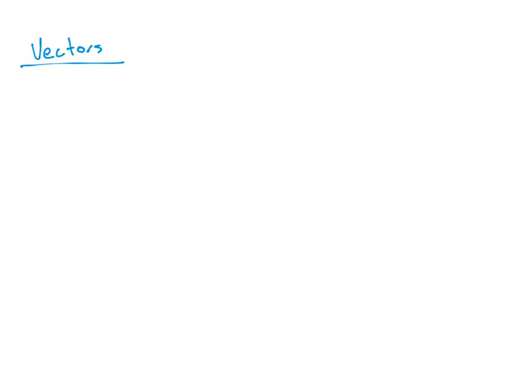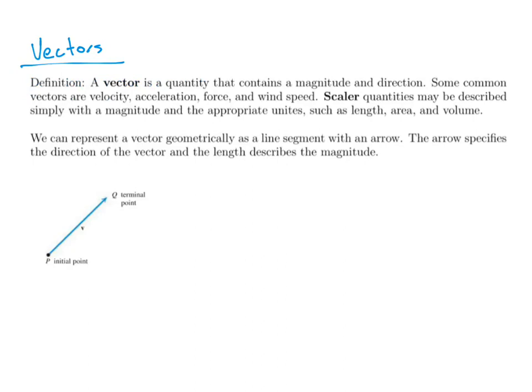In this video, I'll be going over vectors. So here's a definition. A vector is a quantity that contains a magnitude and a direction. Some common vectors are velocity, acceleration, force, or wind speed.